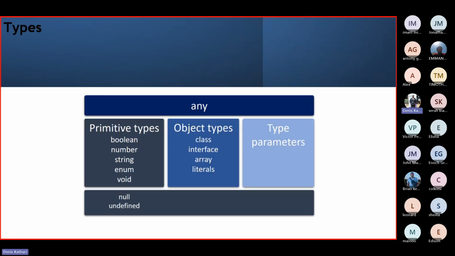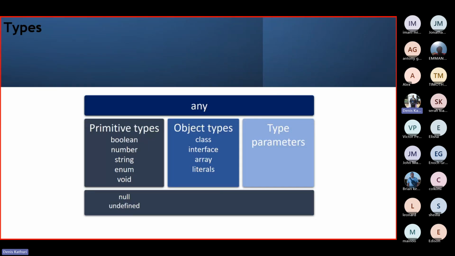Okay, so let's continue. We want to talk about types in TypeScript, starting with the any type. All types in TypeScript are subtypes of a single top type called any, and the any type is the one type that can represent any JavaScript value with no constraint. And all other types are categorized as primitive types, object types, type parameters, and finally null and undefined.